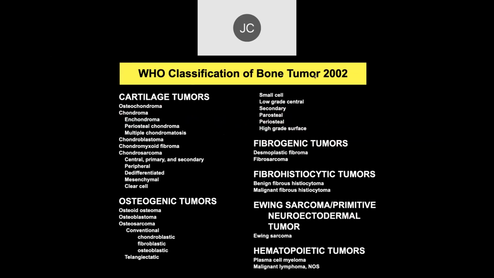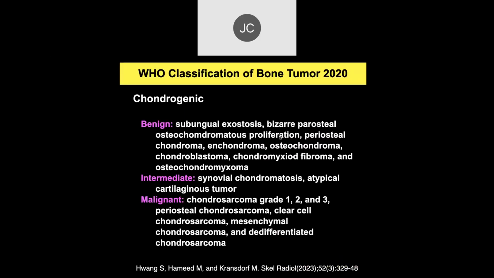So in 2002, as we talked about, there's a division of bone tumors and cartilage tumors, osteogenic tumors, and so forth. And then in 2020, it's a very similar classification, but here they take the chondrogenic group and then divide them into those which are benign, intermediate, and malignant, which I think is a useful classification of the different lesions.